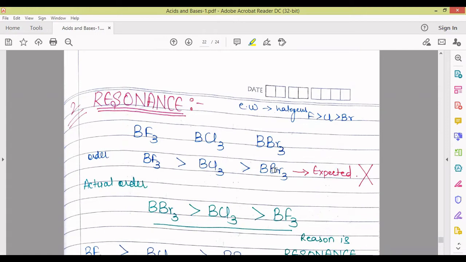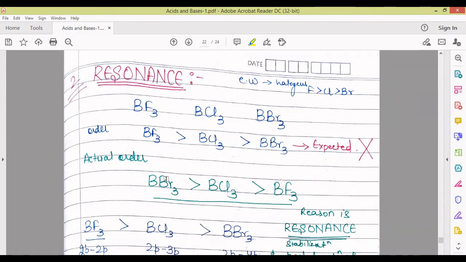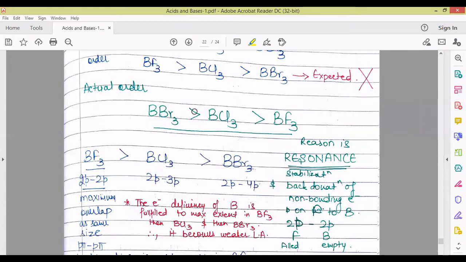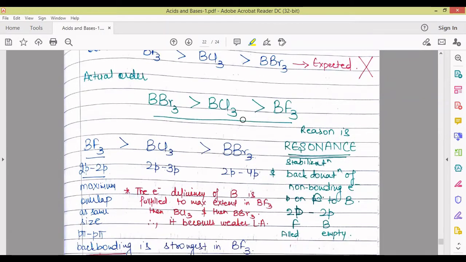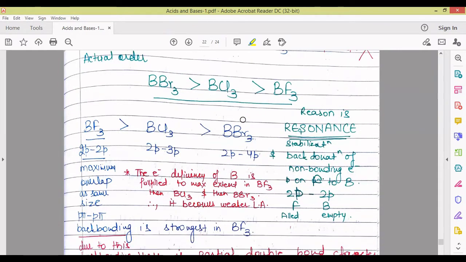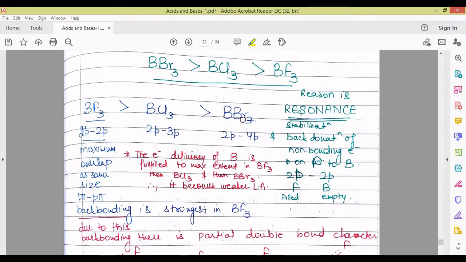But it is wrong, because here resonance is playing its role. The actual order is just the reverse. BBr3 is most acidic, then BCl3, then BF3. So the actual order is just the reverse of the expected order. So what is the reason behind this? This is because resonance has taken place. Now, how resonance has reversed the order, let us see.